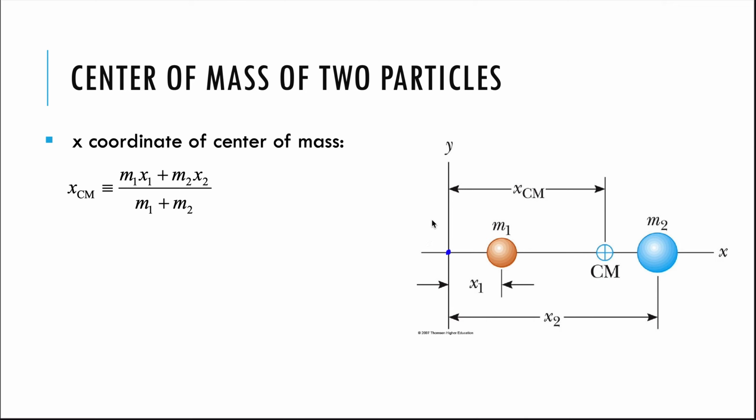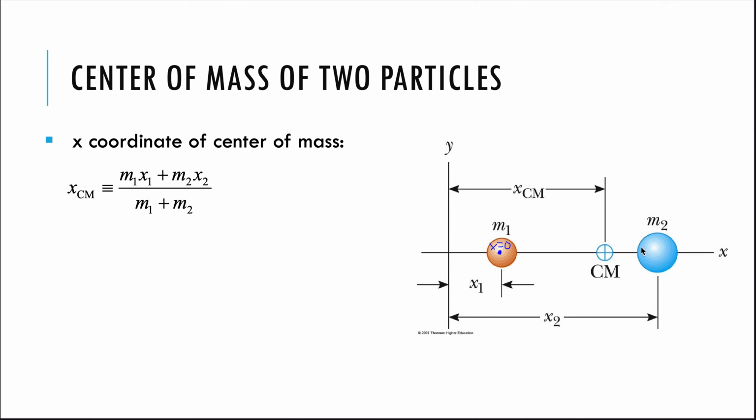Actually, let's not even do that. We could, but let's actually call the origin, that's the thing, you can choose where your origin is. Let's call the origin to be at the center of mass 1. It's just going to make the calculations easier. Let's say this is x equal to 0.